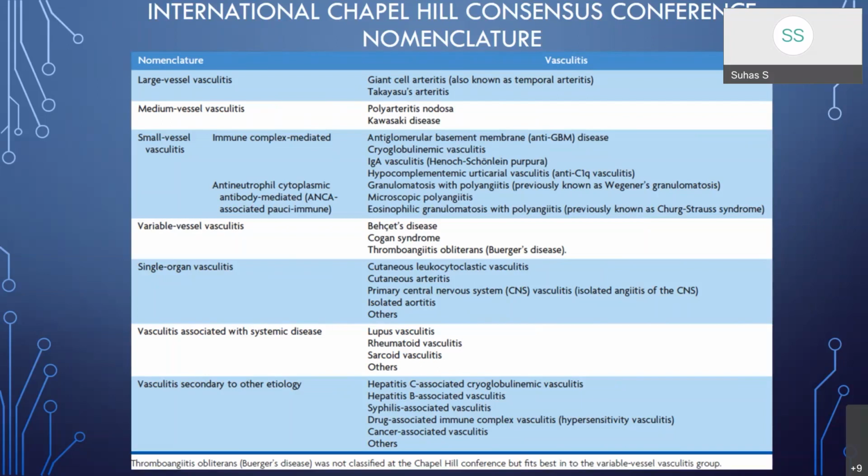Later, we have single organ vasculitis, that is cutaneous leukocytoclastic vasculitis, that is skin involvement, cutaneous arteritis, primary CNS vasculitis, isolated aortitis, and others. We have vasculitis associated with systemic diseases, seen in lupus, rheumatoid vasculitis, and sarcoid vasculitis. We have vasculitis secondary to other etiology, infections like hepatitis C, hepatitis B, and syphilis. It might be drug-induced, also called hypersensitivity vasculitis, or cancer-associated vasculitis, among others.